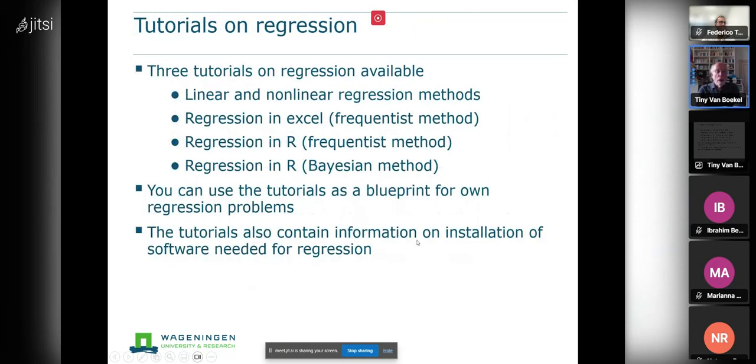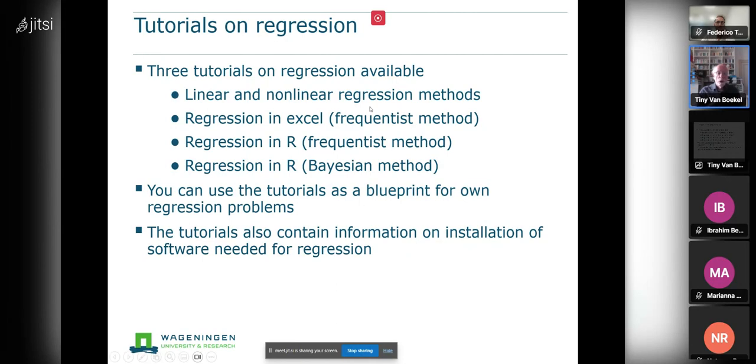Then finally, I have supplied you with 3 tutorials which explain in much more detail linear and non-linear regression. And I used the same data for each tutorial, but I used different software. So the 3 are completely the same in terms of the data, but they are different in the way the data are analyzed. And you can look at the differences yourself.